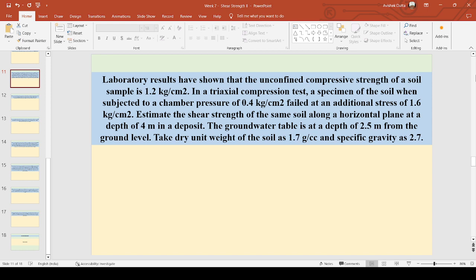Estimate the shear strength of the same soil along a horizontal plane at a depth of 4 meter in a deposit. The groundwater table is at a depth of 2.5 meter from the ground level. Take dry unit weight of the soil as 1.7 gram per cc and specific gravity as 2.7. Next question.